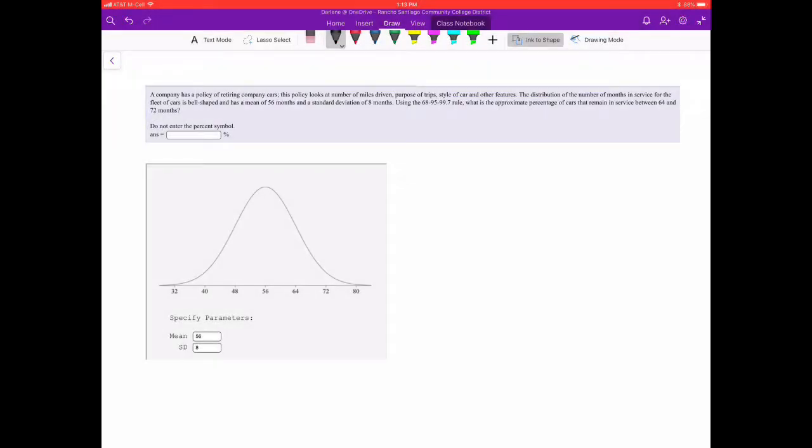In this example, we're going to be applying the empirical rule. A company has a policy of retiring company cars. This policy looks at the number of miles driven, purpose of trips, style of car, and other features. The distribution of the number of months in service for the fleet of cars is bell-shaped, with a mean of 56 months and a standard deviation of 8 months.